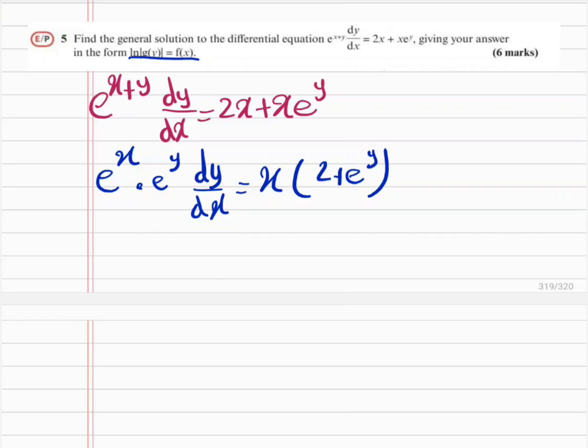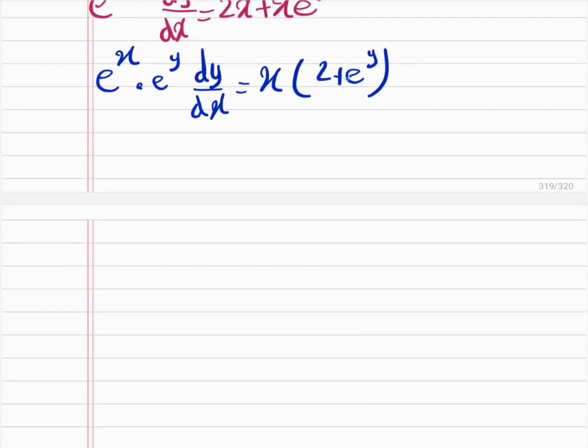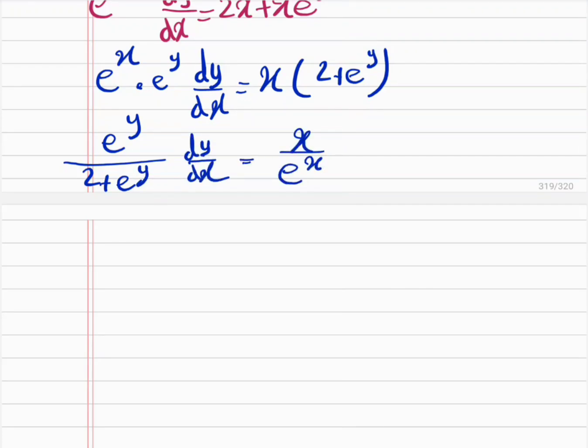Right, so now we can move the y terms to the left hand side and then the x terms to the right hand side. So we can divide both sides by this bracket 2 plus e to the y, and at the same time dividing by e to the x. So that allows us to have e to the y over 2 plus e to the y times dy by dx is equal to x over e to the x. Now, this is a good form because we can then basically integrate both sides.